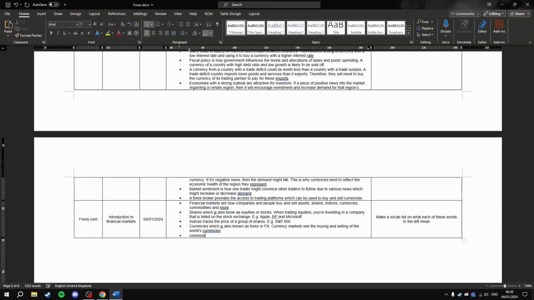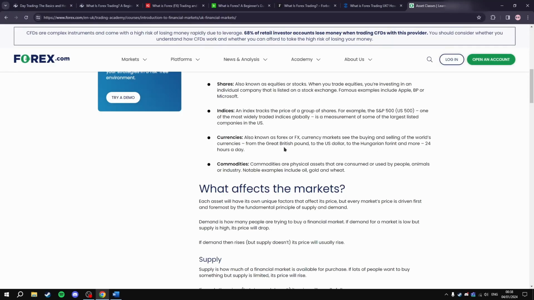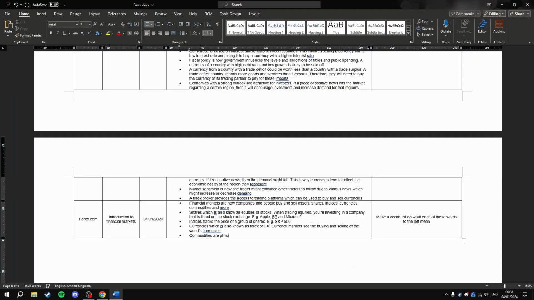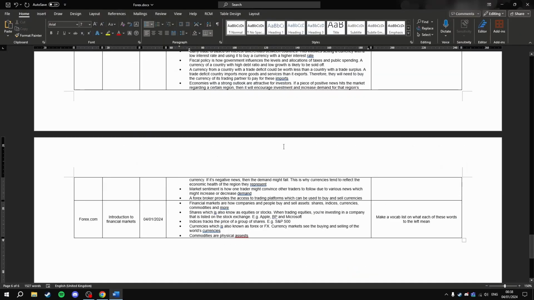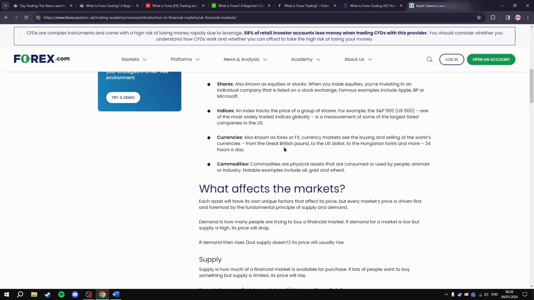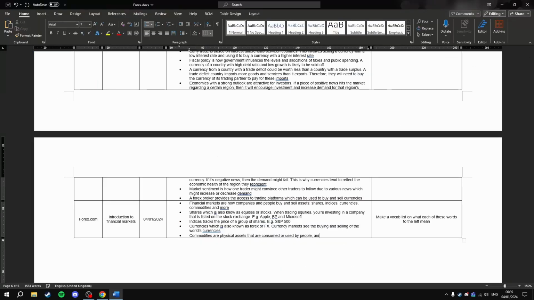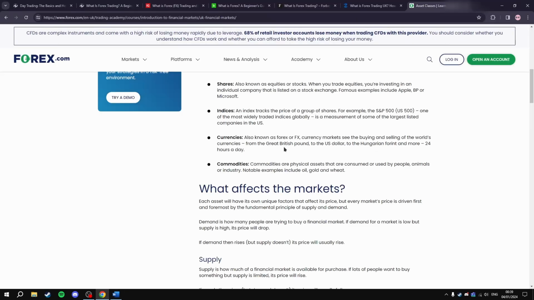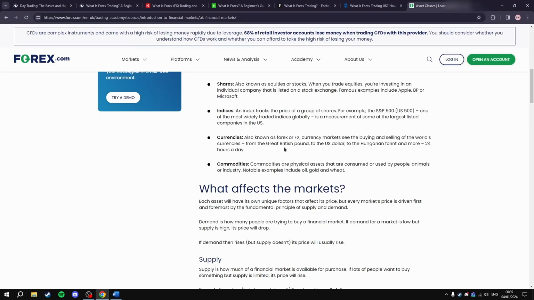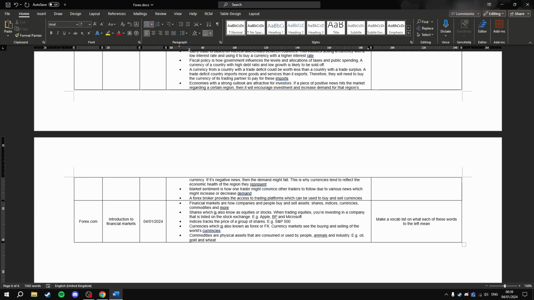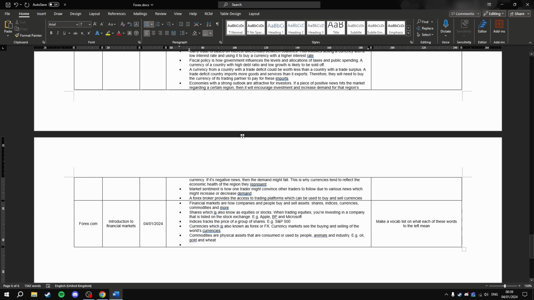Commodities are physical assets that are consumed or used by people. Notable examples include oil, gold, and wheat. Animals and industry. Right, okay.